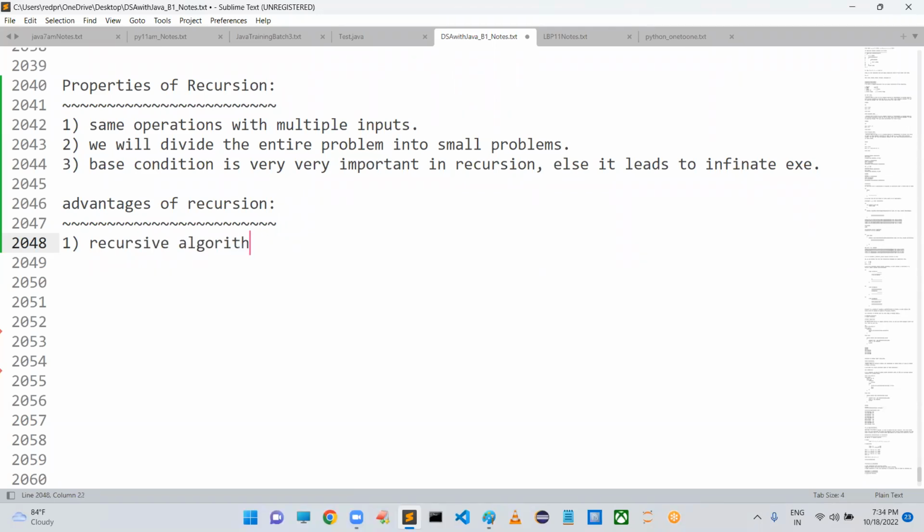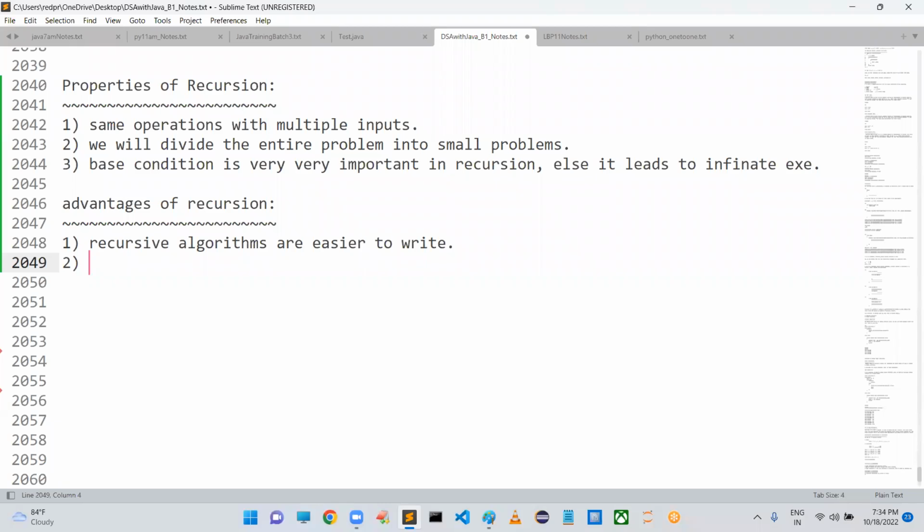Recursive algorithms are easier to write. Recursive algorithms are very easy to write. This is the first property we have. I think you have seen in our beginning demo sessions also, we covered some problems using recursion. There you can see a small piece of code, how beautifully we can implement it. It is not that hard to write the code.